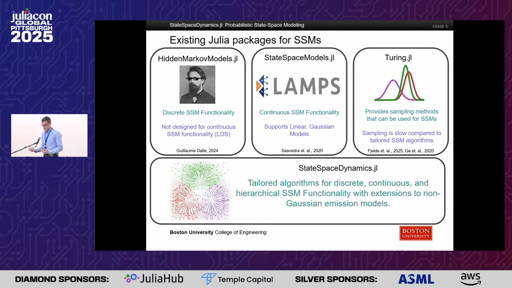We have built tailored algorithms for discrete, continuous, and hierarchical state space models with extensions to non-Gaussian emissions. Now I want to highlight here that our goal is to develop these hierarchical state space models and extend the functionality to non-Gaussian emissions. We do have some redundancy here with some of the other packages that we're working diligently to interface with now, like HiddenMarkovModels.jl. These were solely built as a means for us to get to our real design target.